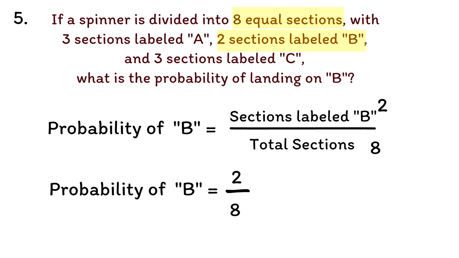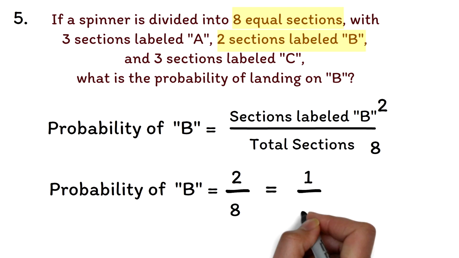We can reduce this fraction. 2 can divide itself 1, and 8 divided by 2 is 4. The probability of landing on B is therefore 1 over 4.